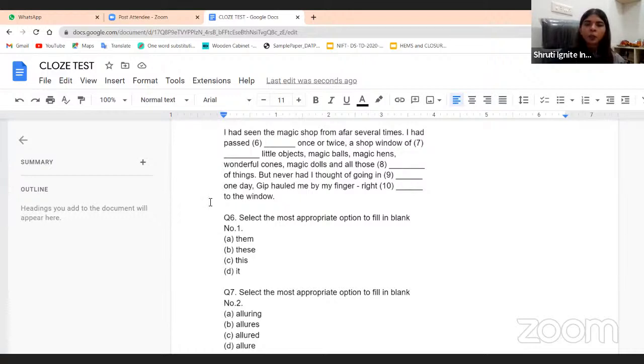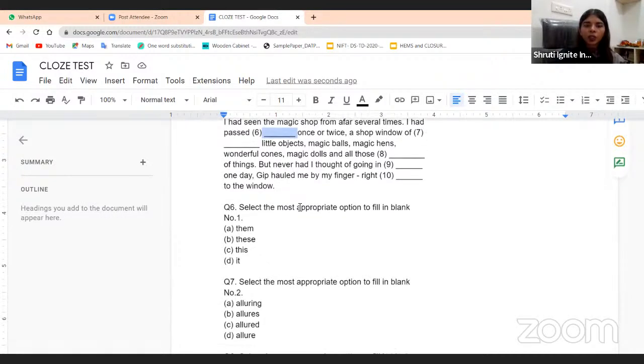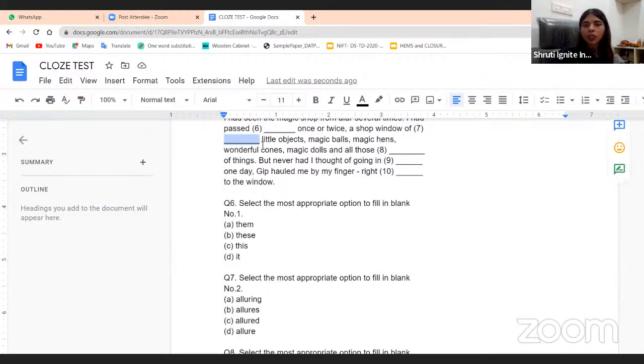So right now we're talking about the magic shop. The first pronoun that you're going to use over here is going to be regarding the magic shop. It. Once. Correct. It. A shop window of dash little objects. Alluring is correct. Alluring is something which is enticing.